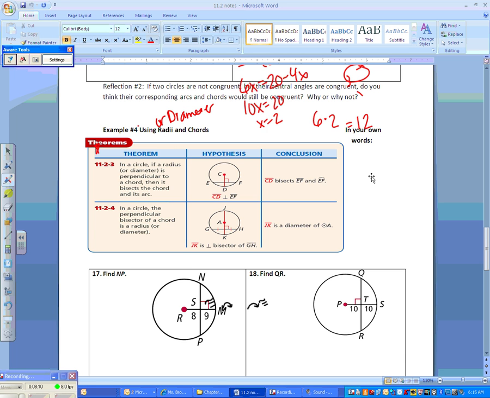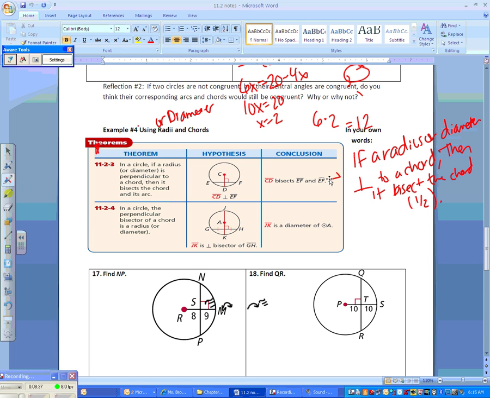If a radius or diameter, doesn't matter, either one, is perpendicular to a chord, perpendicular means hits at 90 degrees, then it's going to bisect the chord. And bisect means cut it in half. All right, that's what this thing says. If we have a radius, CD, and it's perpendicular to this chord, EF, that means that this segment has to be congruent to this segment.